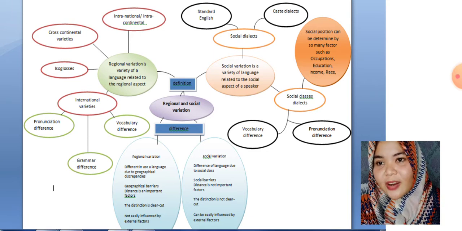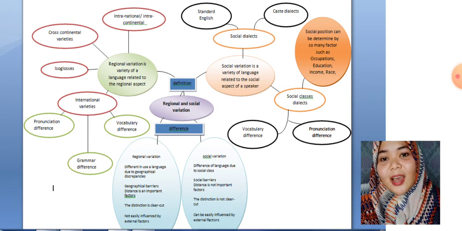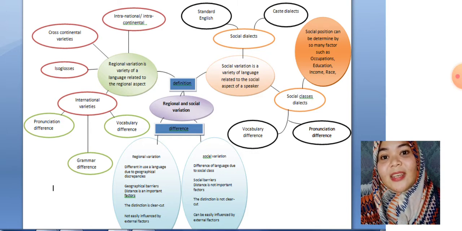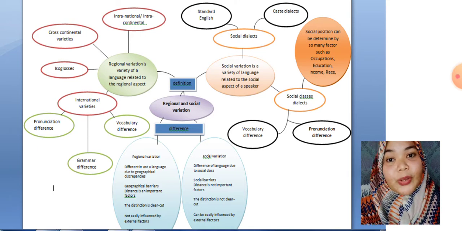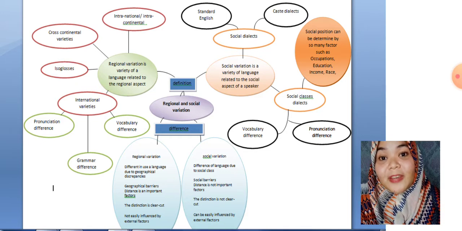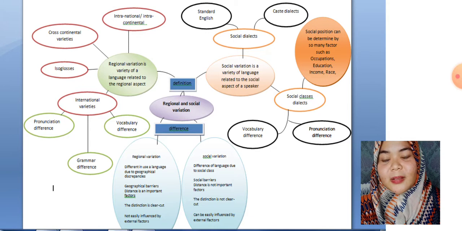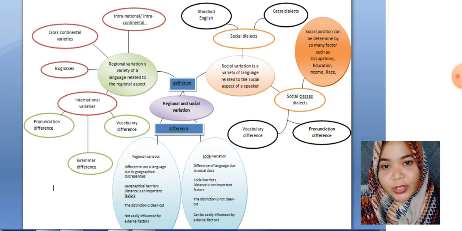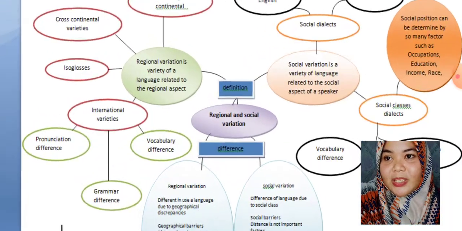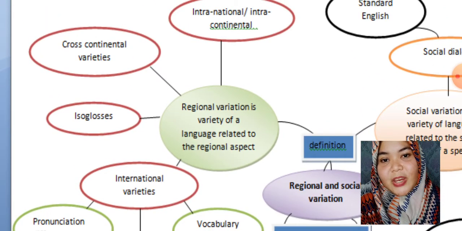So what are the factors that can cause this variation? Actually there are so many factors that can cause a language to have variation, but we are going to be more focused on the regional and social factors, how they can cause the language to have variation. We're going to start with the regional variation first.